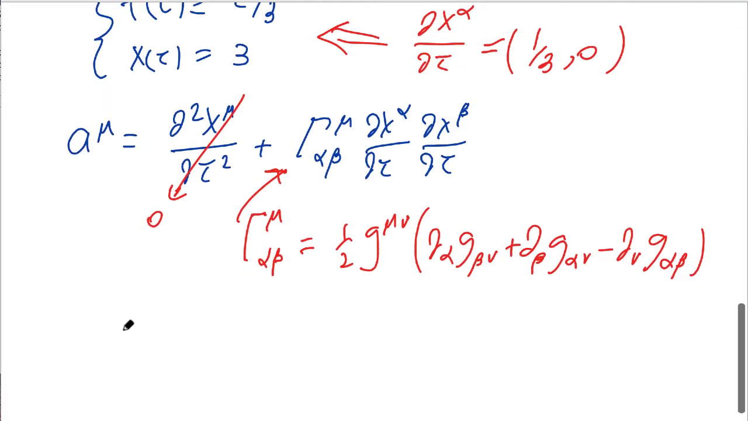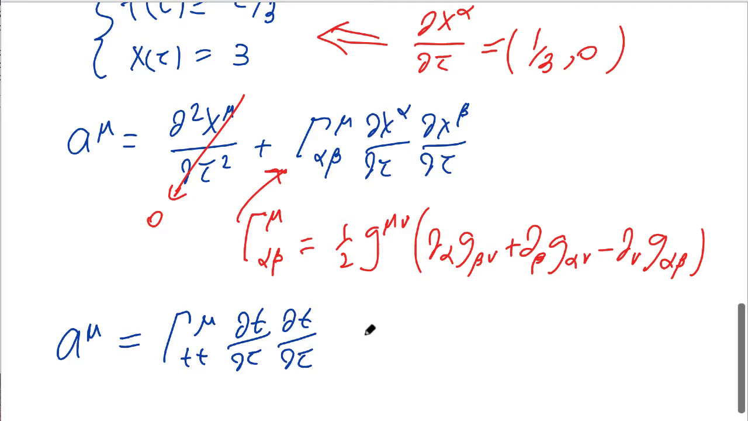So using that information, we have the components of the acceleration is gamma, mu, and now in this sum over alpha, the only terms that are non-zero are the terms in which alpha is equal to t. And similarly for beta, in the sum over beta, beta has to be t, or else dx d tau is 0. So this is gamma mu tt times partial t with respect to tau, partial t with respect to tau. So that's gamma mu tt times 1/3 squared, which is 1/9.